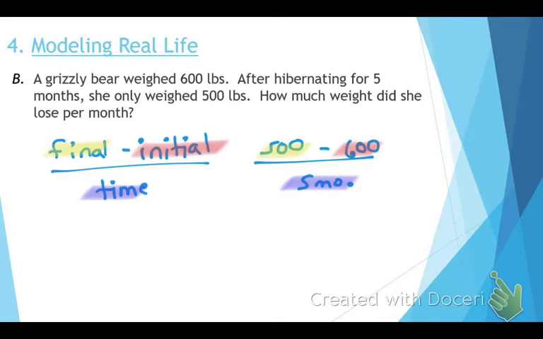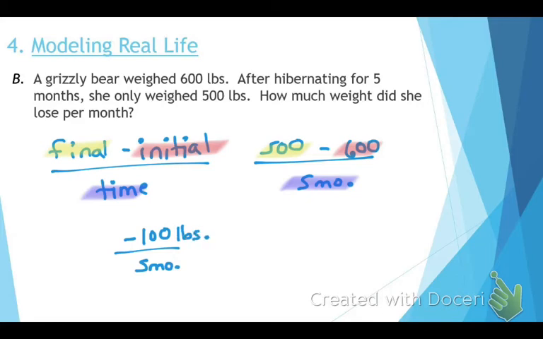Let's start with the numerator. What is 500 minus 600? Negative 100. Okay, take the sign of the larger number. Divided by the time, 5 months.